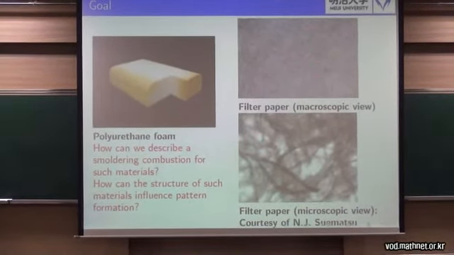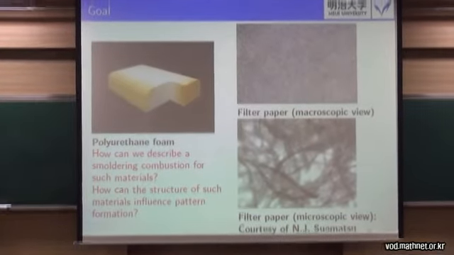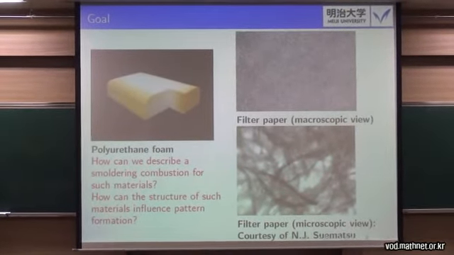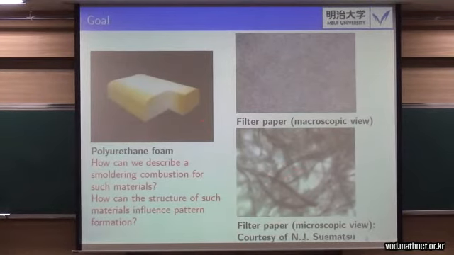So suppose we look at this material on the scale of a microscope. We observe that this material is actually not as homogeneous as it appears at this scale. So at this point, this problem becomes of interest to us, and this raises some questions on how we can describe a combustion problem for such a material having this kind of complex structure.